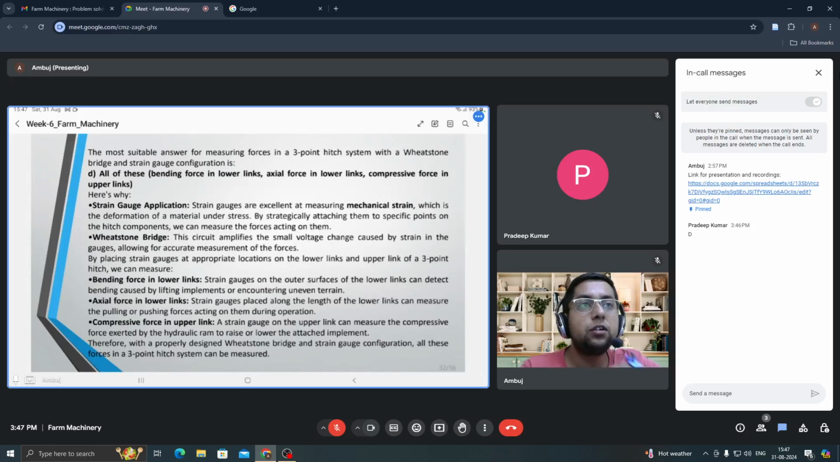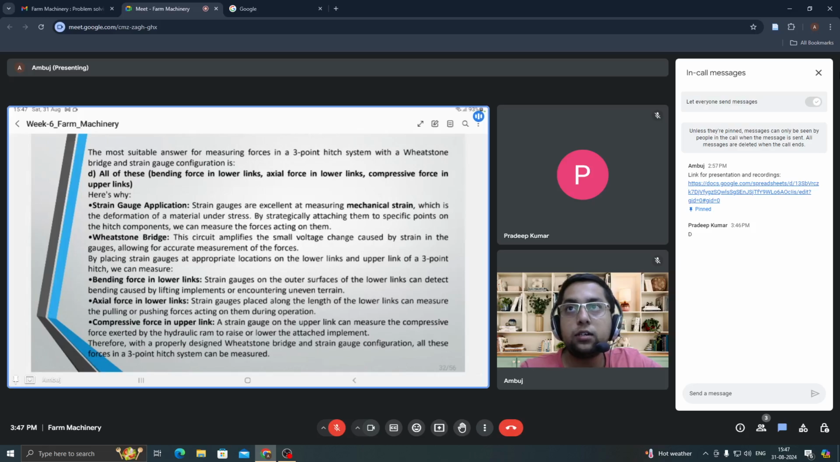In the Wheatstone bridge strain gauge configuration, the entire thing is this particular. What is happening here? The strain gauges are fitted in a Wheatstone bridge configuration, and the strain is measured. How is it done? I'll brief about it in the upcoming slides.